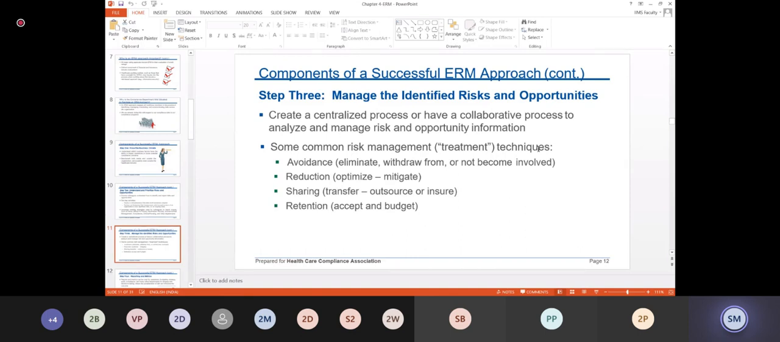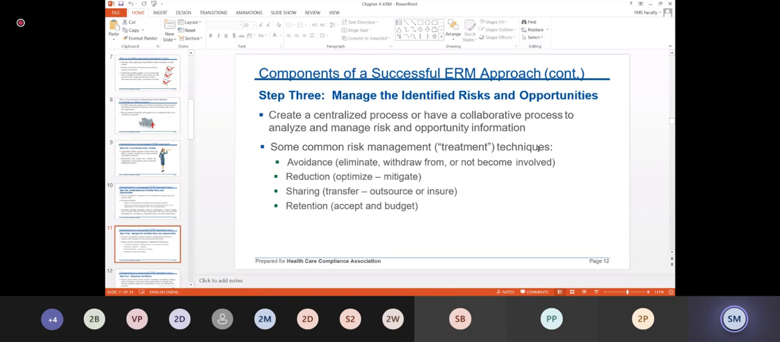So create a centralized process. There should not be many processes. There should not be many authorities working on the same problem. Come and sit together and come up with a single action plan. It can be a very strong plan because all have sat together and discussed and contributed their points. Surely it can have an impact and try to minimize the risk. So create a centralized or collaborative process to analyze and manage the risk and opportunity information.